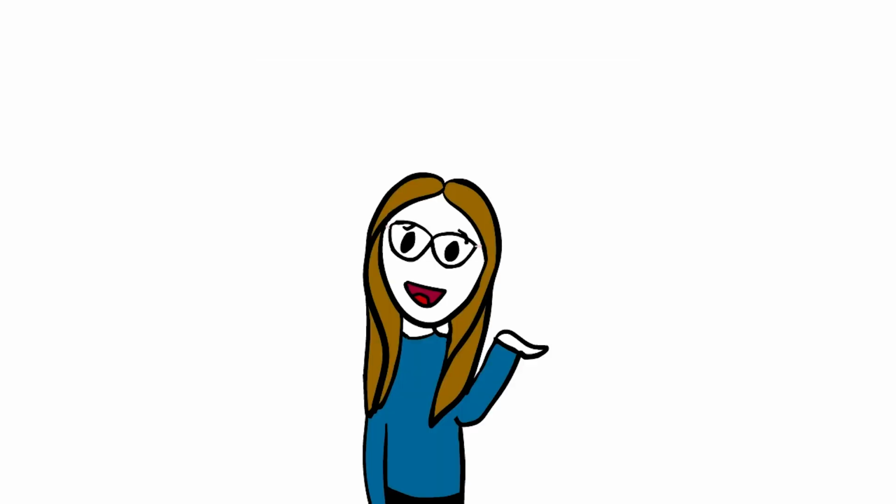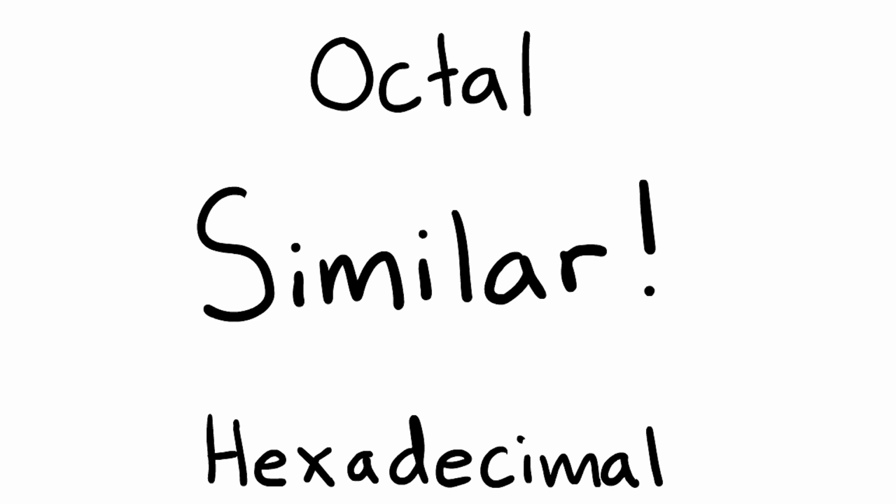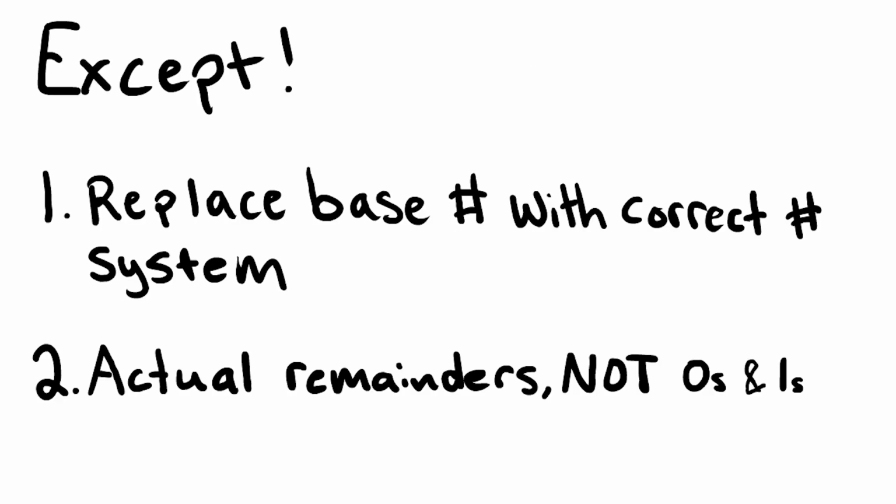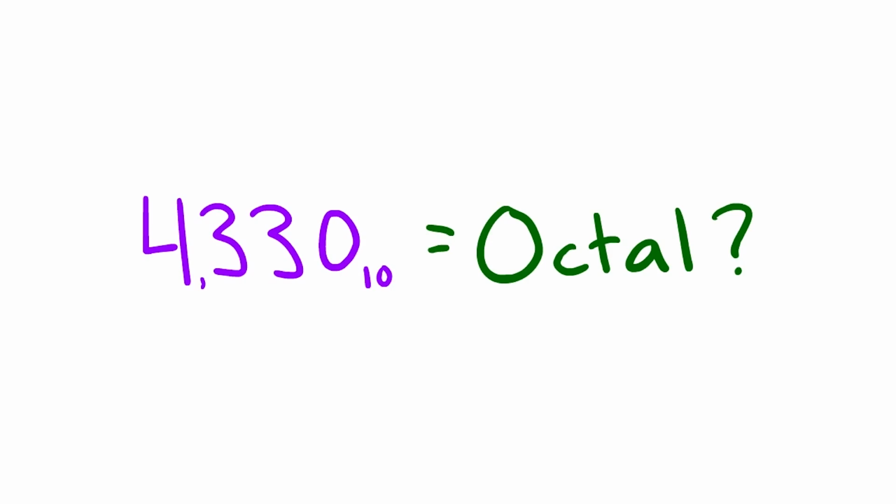Easy, right? And guess what? Octal and hexadecimal are similar, except you replace the base number with the corresponding number system and write the actual remainder instead of zeros and ones as well. Knowing this, what is the octal conversion for 4,330?